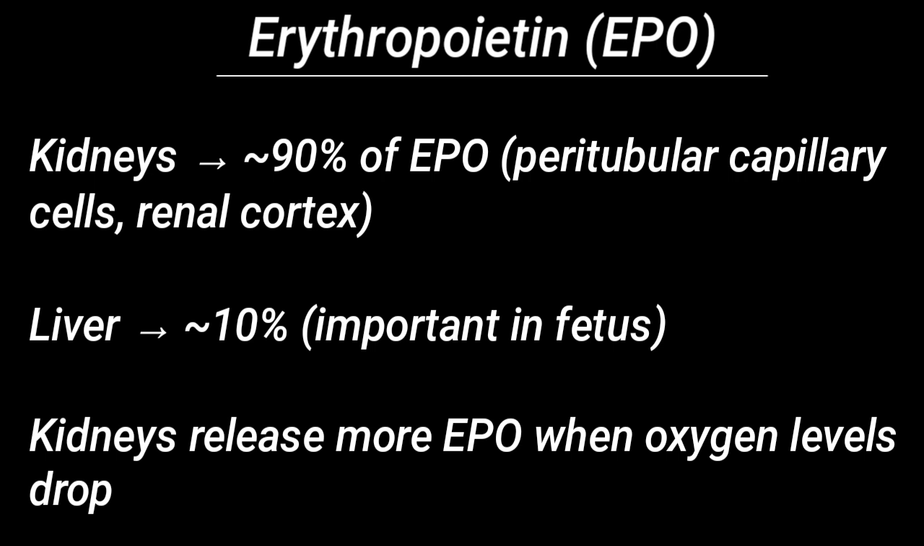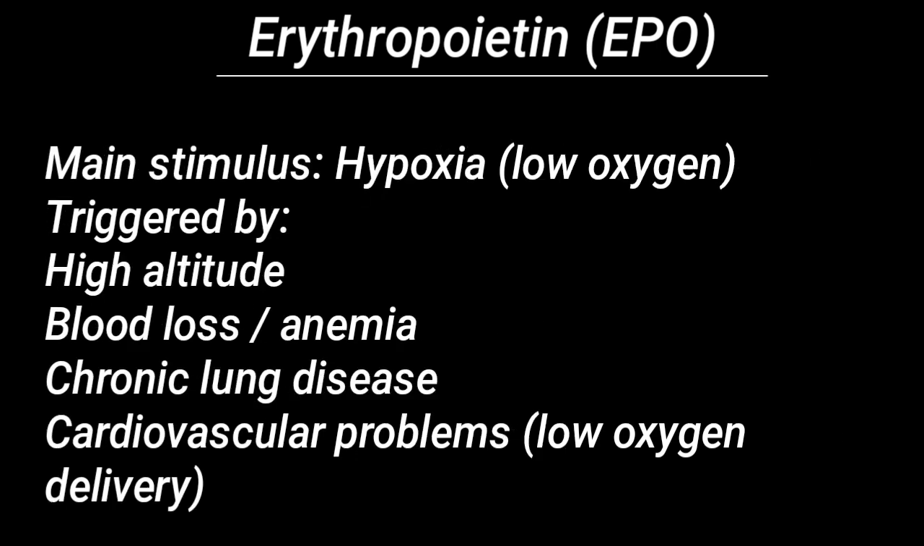Now let's talk about the stimulus for erythropoietin release. So we can say erythropoietin secretion is tightly linked to oxygen availability. The main stimulus is hypoxia, which means a decrease in oxygen supply to tissues. Now, common situations that trigger erythropoietin production include high altitude, which is where oxygen levels in the air are lower. Another one is blood loss or anemia, which is less hemoglobin available to carry oxygen.